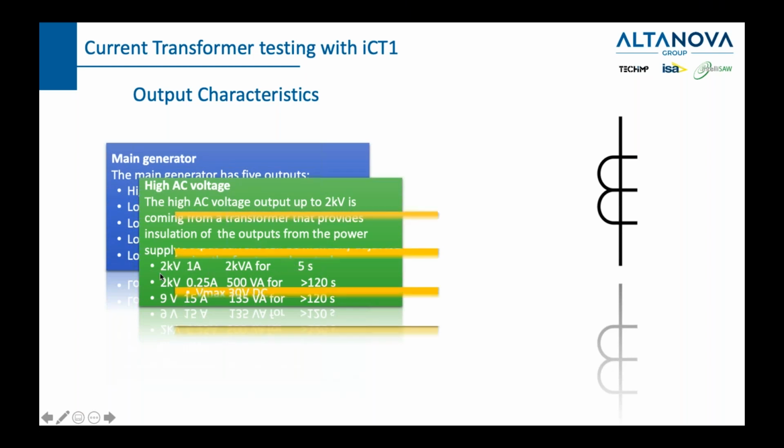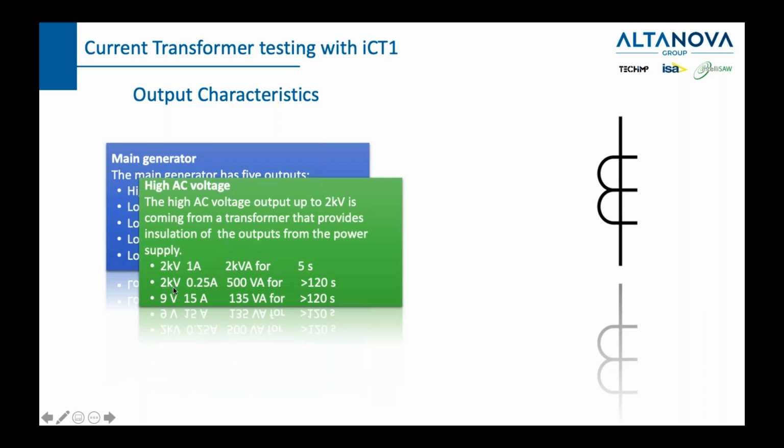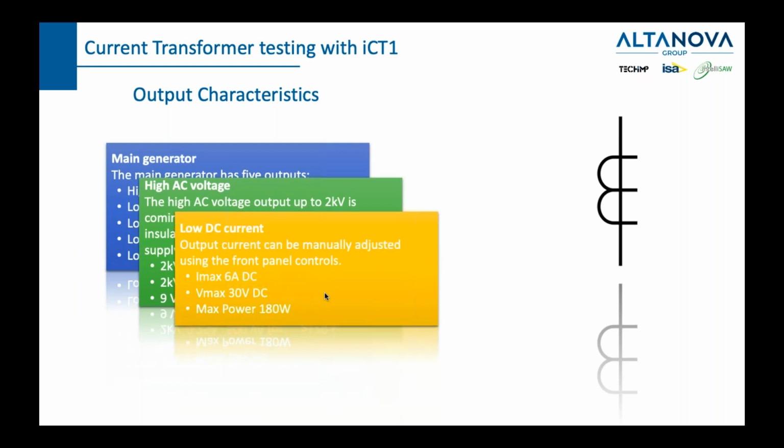We can generate 2 kilovolts with lower current for more than 2 minutes, and the maximum current in high AC voltage output is 15 amps actually, and we can generate that for more than 120 seconds. Low DC current will be used to measure your winding resistance, so 6 amp is maximum, 30 volts, and the maximum power of 180 watt.